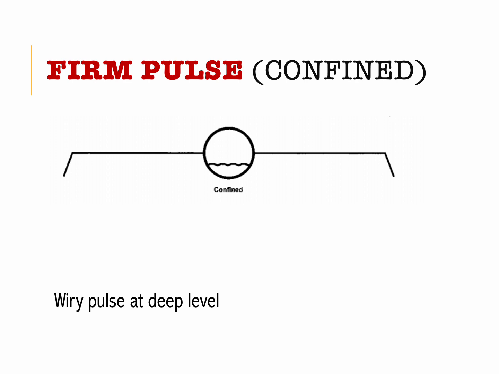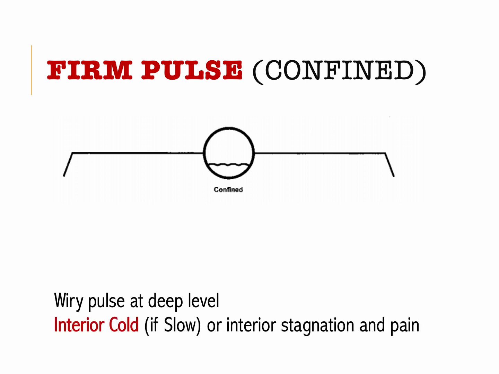Firm pulse, or confined pulse, is felt only at the deep level, and it feels hard and rather wiry. The firm pulse could be described as a wiry pulse at the deep level. The firm pulse indicates interior cold if it is also slow, or interior stagnation and pain.